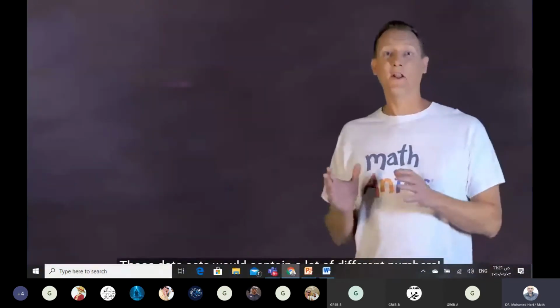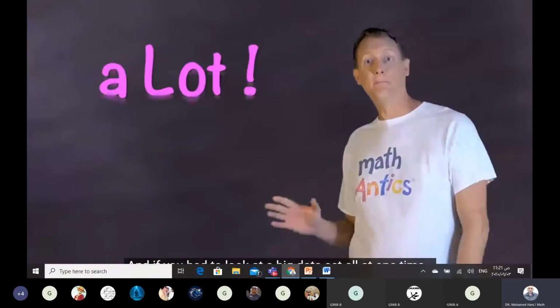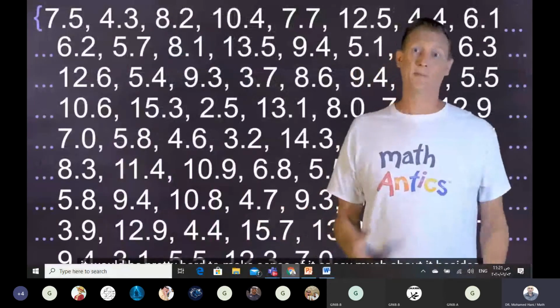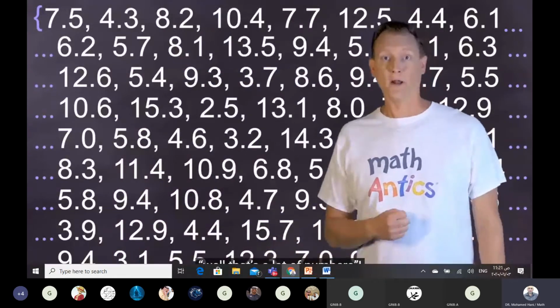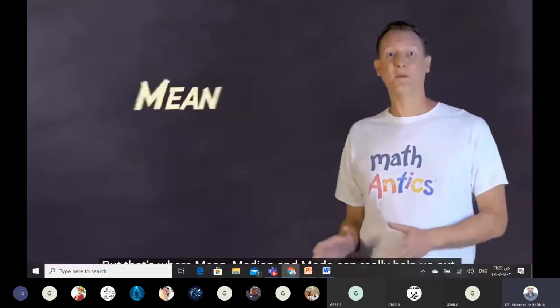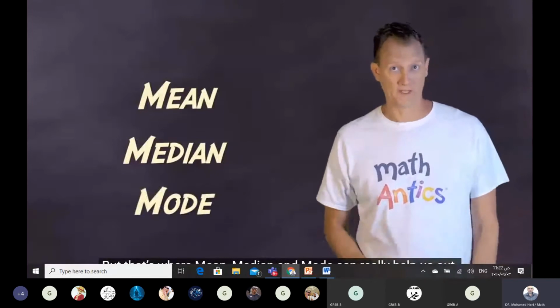Those data sets will contain a lot of different numbers, and if you had to look at a big data set all at one time, it would be pretty hard to make sense of it or say much about it besides, well, that's a lot of numbers. But that's where mean, median, and mode can really help us out.